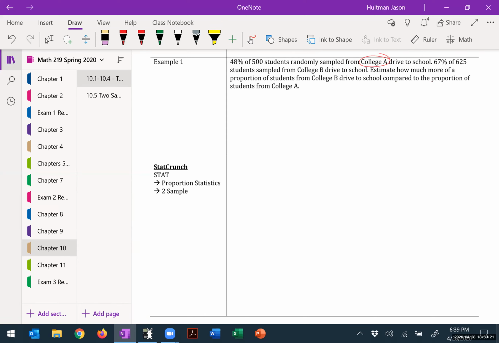Okay, let's organize. For college A, it has 500 students who were randomly sampled. So n is equal to 500, and maybe I'll write n sub A to know that it came from college A. The proportion of the sample, this is not p, this is p hat of college A, because it's the sample proportion. The sample proportion is 0.48.